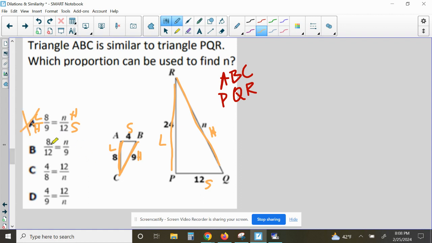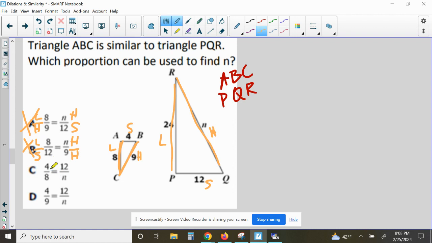The 8 over the 12. So that is the 8 from the small one. That's the L from the left triangle, over the 12. Long over the small. And then N, they did the hypotenuse over the hypotenuse. Seems to be messed up over here, doesn't it? So this is probably not going to work out either.